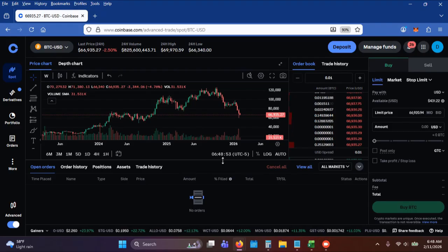It is really that simple, and I don't have to log into this Coinbase account anymore, but I will do so once a month just to take out the Bitcoin that I've purchased.